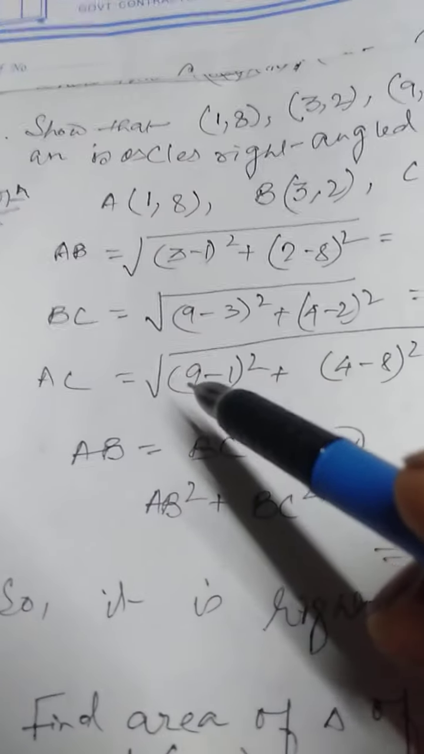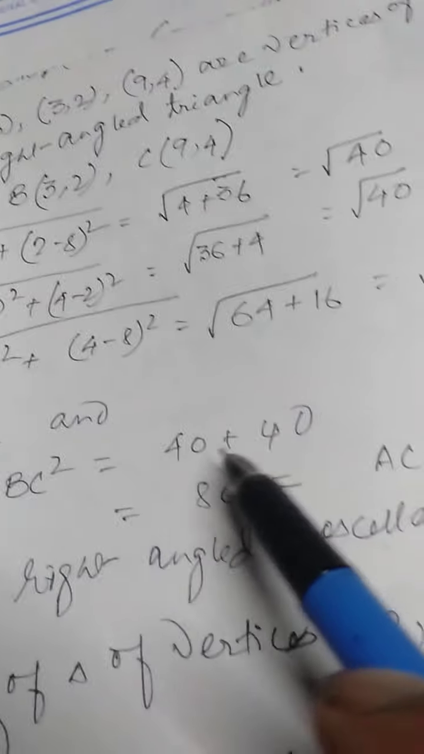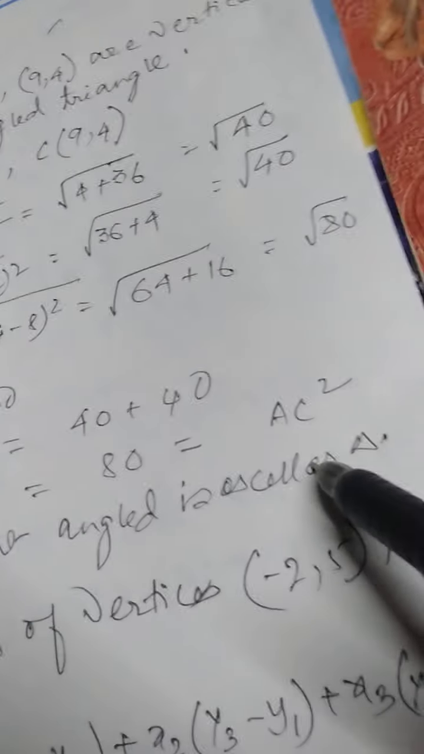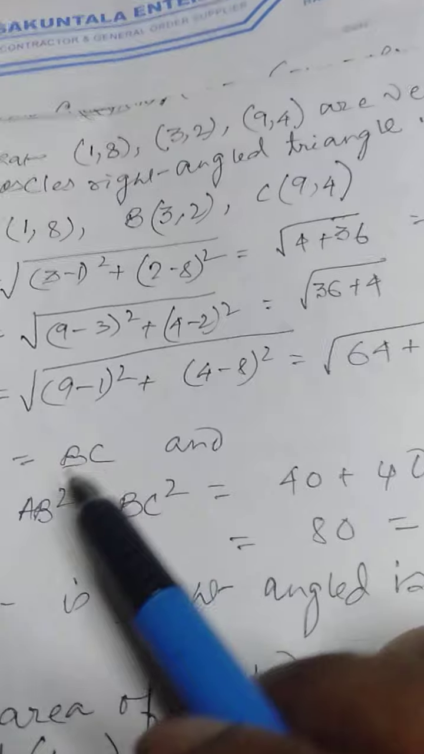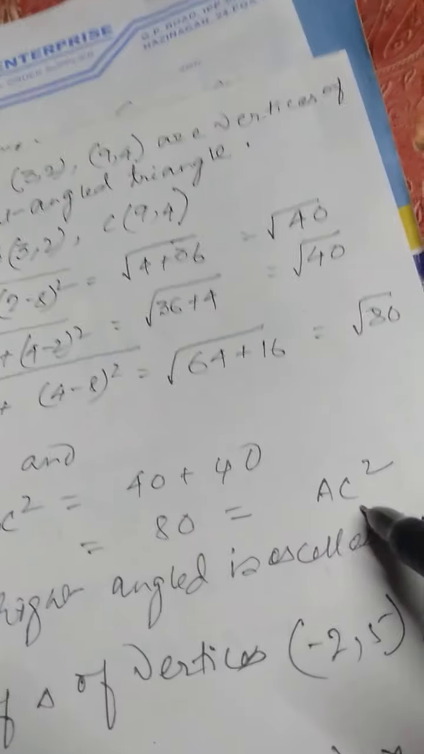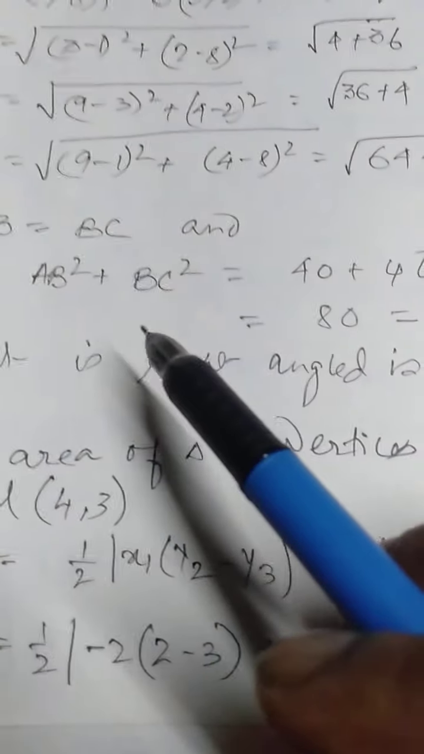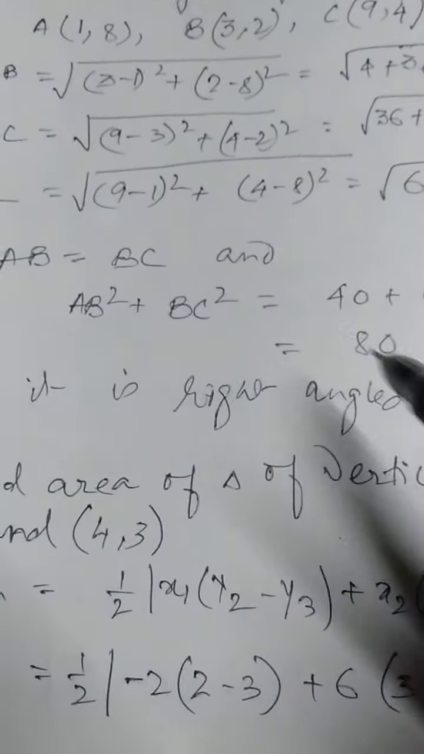Now, as these two sides AB and BC are the same, it means it is isosceles. And you can see AB square plus BC square, 40 plus 40, is equal to 80, which is equal to AC square. So this is the converse of the Pythagoras theorem: AB square plus BC square equal to AC square. So it means that this triangle is a right angle triangle.